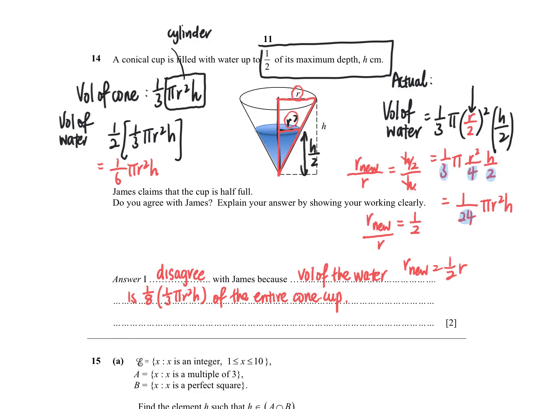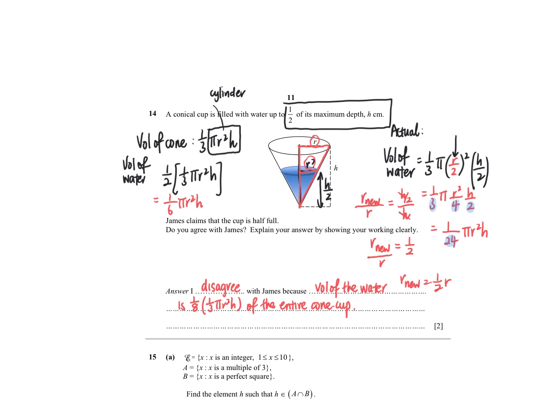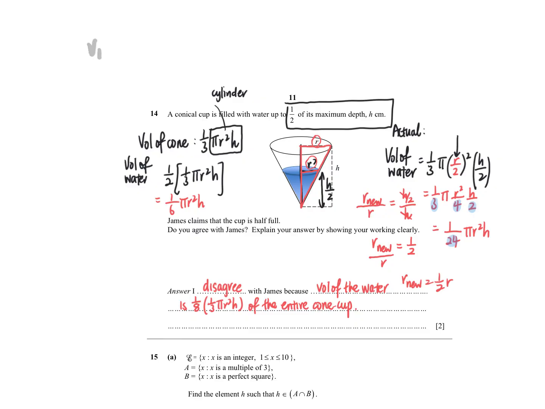How do I get R again? They say half my maximum depth, right? So if this one is half of my maximum depth, then my radius should also be half. Correct, because it's similar triangle. Or if you want, you can link to this. V1 over V2 is L1 over L2 cubed. So if I half my radius and I cube it, my volume should be 1/8 of the original, not half.